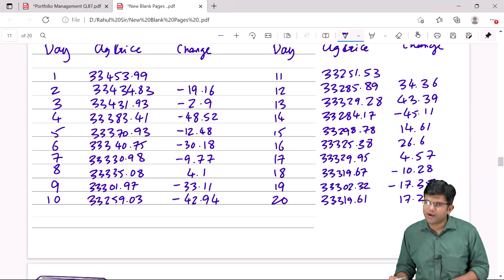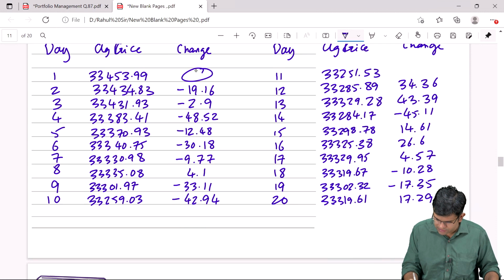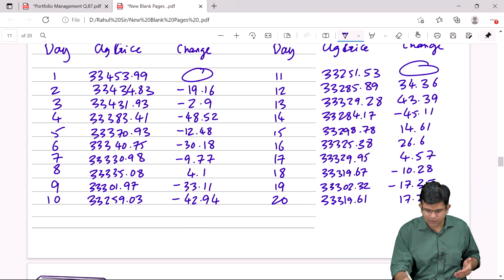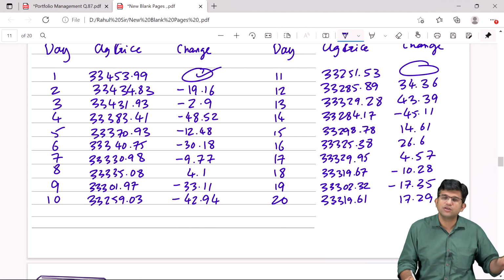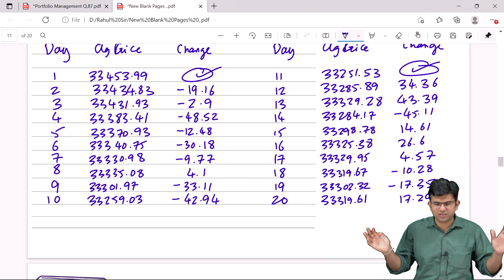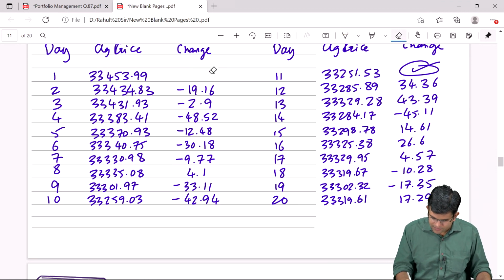So here I have plotted all the changes for both the sets of 10 days. Of course, the first one I have kept blank because I will not be able to calculate it, since the previous data is not available. Yes, I would have been able to calculate this, but I am not taking it because I need similar sets of numbers on both sides, right? So I'm keeping these two blank, and now let's discuss further.